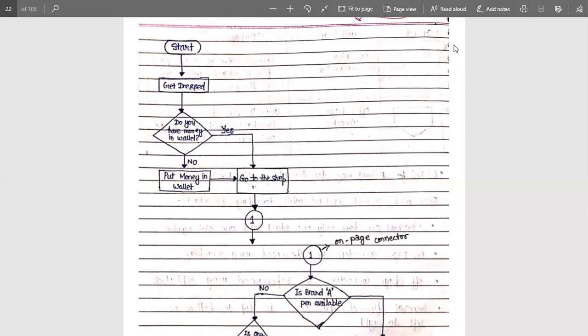So this is the basic scenario of how we can represent a starting point, how the process will be done, and how we will mention the applicable condition. I hope this is clear.